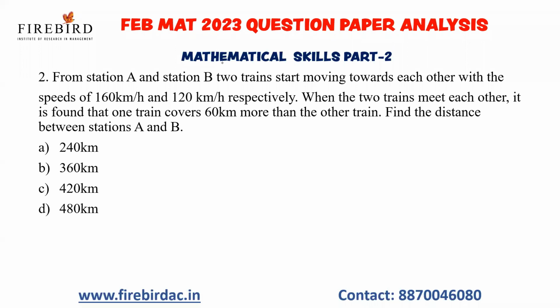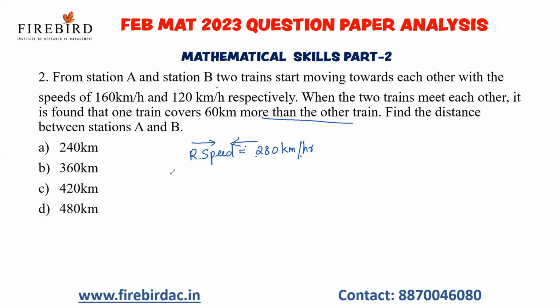See, some questions are there where we need to solve from the given options, right? From stations A and B, two trains start moving towards each other. When the two trains are moving in opposite directions, we have to speak about their relative speed. Relative speed is nothing but the sum of their speeds, that is 280 km per hour. When the two trains meet each other, it is found that one train covers 60 km more than the other train. Find the distance between the stations.